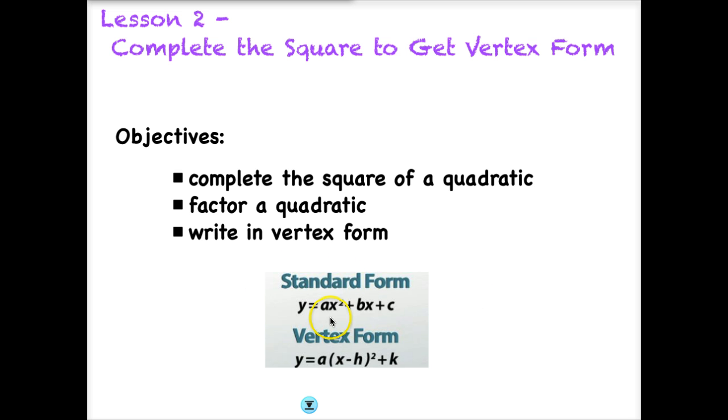So let's review. Up here we have standard form written as ax squared plus bx plus c, and this is what you have been factoring lately. We are actually going to be taking standard form to vertex form by completing the square. And here's vertex form. Remember that we have some constant a, which is like a slope, and then we have x minus h squared. h is the x coordinate of the vertex, and remember that's always the opposite. And then we have plus k on the end, and k is the y coordinate of our vertex. So let's begin.